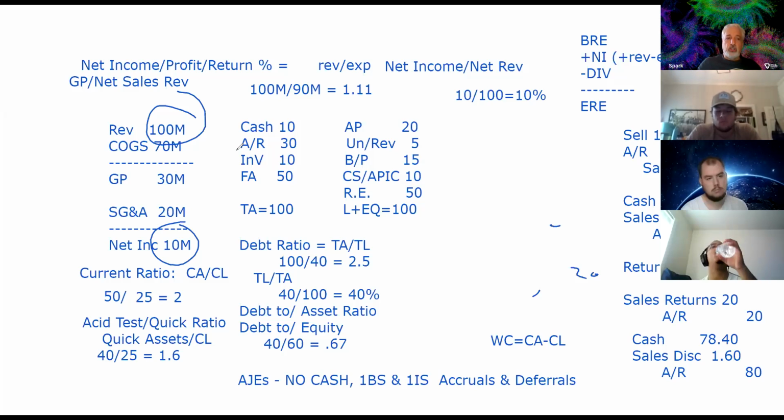Unless they had a boost this year for whatever reason, they had a one-time huge sale or a huge profit. They sold off one of their businesses and they had a huge gain. But again, you got to look at the details and find that out.